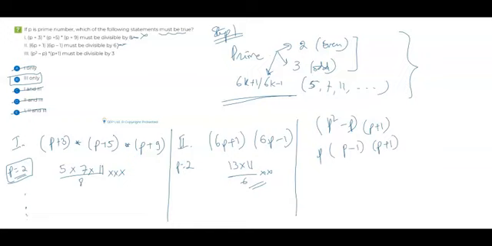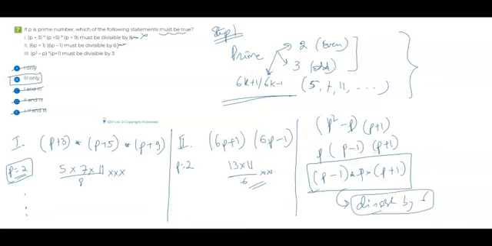You can put 2 to check it, but here it is really not necessary to take values. If you notice carefully, p minus 1, p and p plus 1 are 3 consecutive numbers, and this product is always, irrespective of the value of p, divisible by 6. So if it is divisible by 6, it will definitely be divisible by 3, and hence the correct answer in this case is option B.